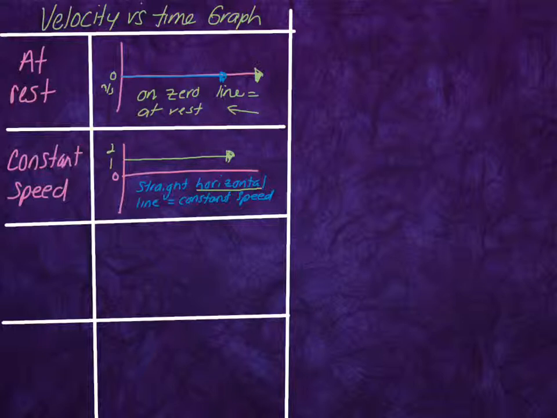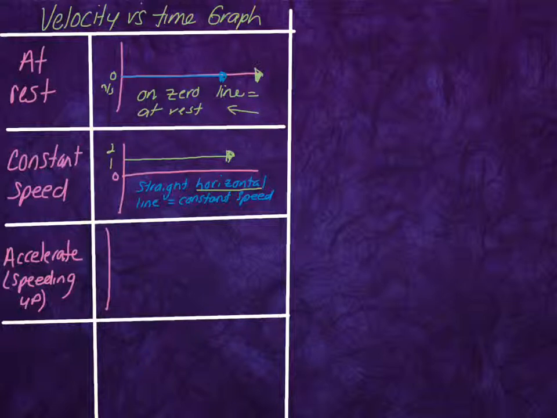Okay, the next one is accelerating. Accelerate, also known as speeding up. So here is my number line. I'm going to actually draw 2 of them because they're going to be different depending on where you're at. Okay, so remember 0 line, 0.